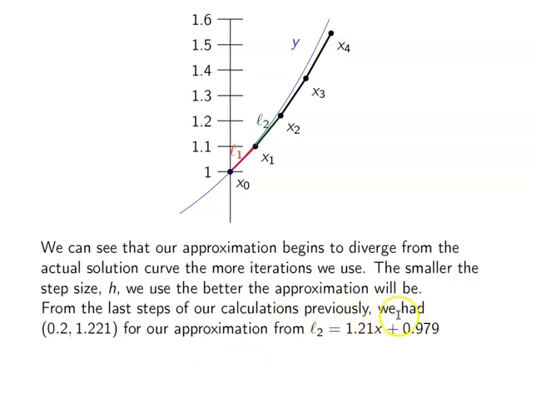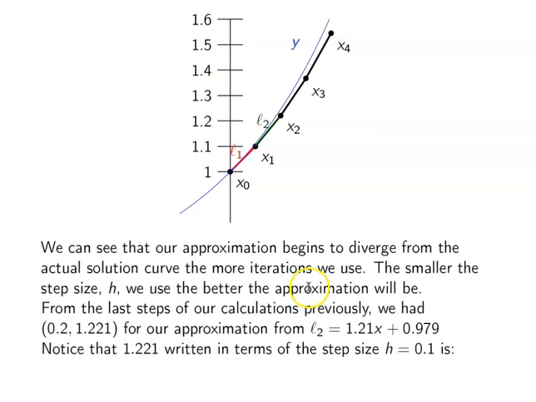So for the last point that I did here for x2, my input was 0.2, and the output on that tangent line was 1.221 for this tangent line approximation at that point that we have. Notice that 1.221 is written in terms of step size as the following, right? So I can write 1.221 is 1.21 times 0.2 plus 0.979. And I'm getting that from that tangent line approximation. So all I'm doing is taking 1.21.